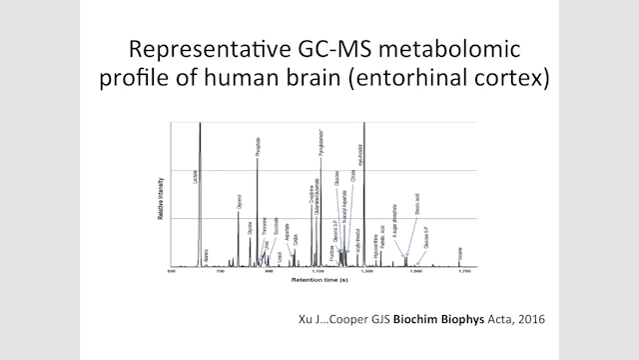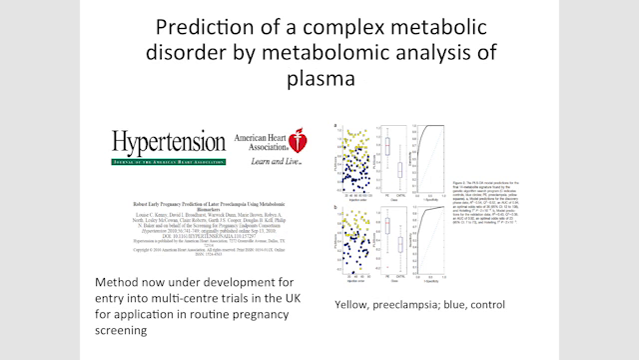Okay, so I'm going to give you a couple of examples of things that we've done in recent years that relate to the metabolomics-based characterization of complex metabolic states. This is one that we published a few years ago. Preeclampsia is a common metabolic disturbance that occurs in pregnancy. It's a major problem, and up until recently it was impossible to predict who's going to get it and who isn't. We undertook an extensive metabolomic profiling study.